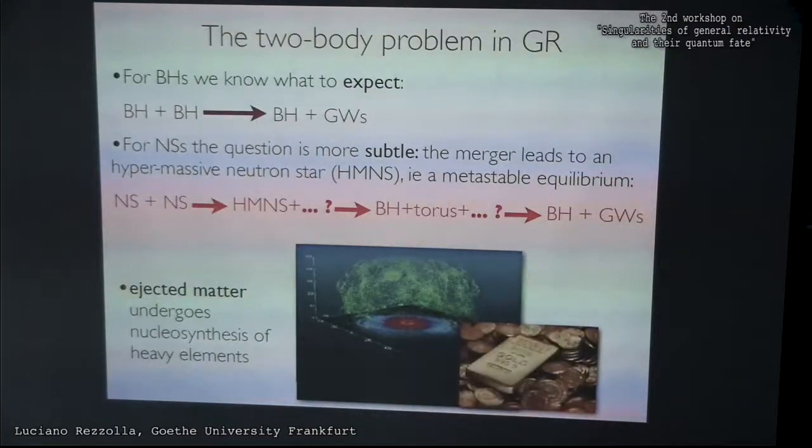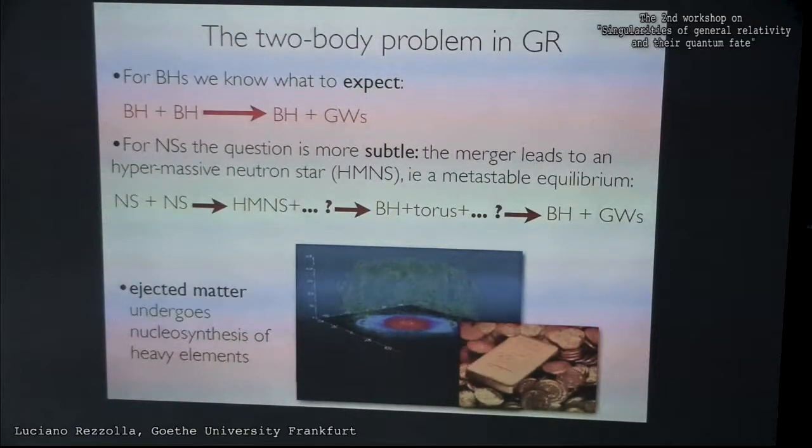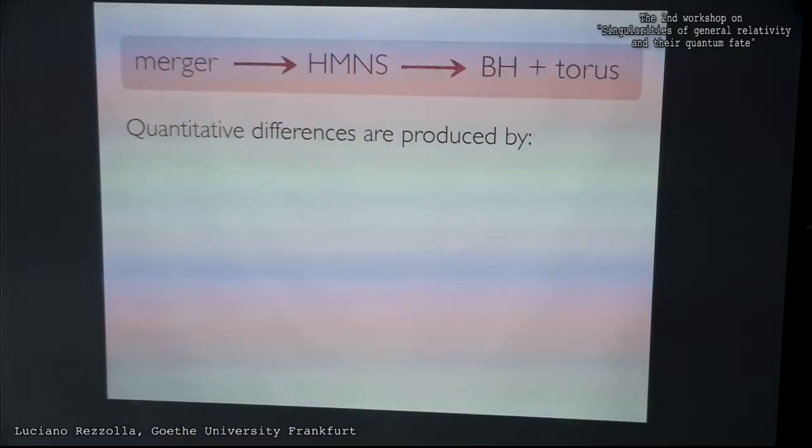So we think that essentially all of the gold in the universe is produced by this process, because any other alternative is not as efficient. So it's clear nowadays that binary neutron stars do produce gold. It's not clear they produce coins, but they certainly produce gold. So in general, and I would have shown an animation at this point, which I can't, there is this sequence of events. You have a merger, you have a hypermassive neutron star and a black hole plus torus.